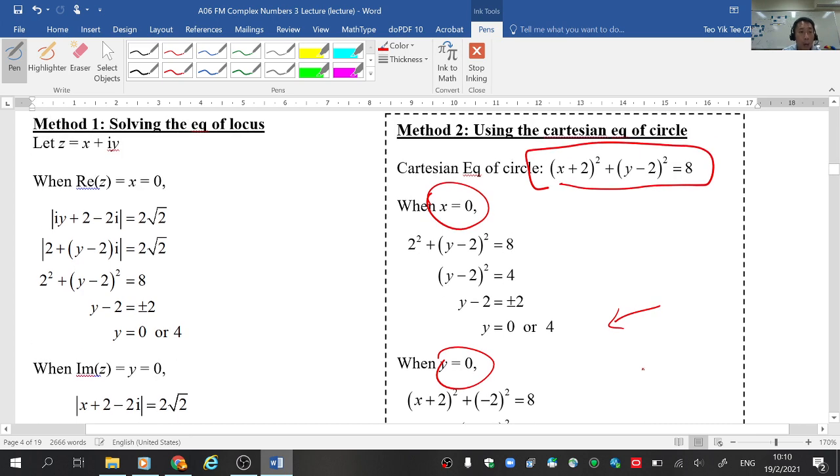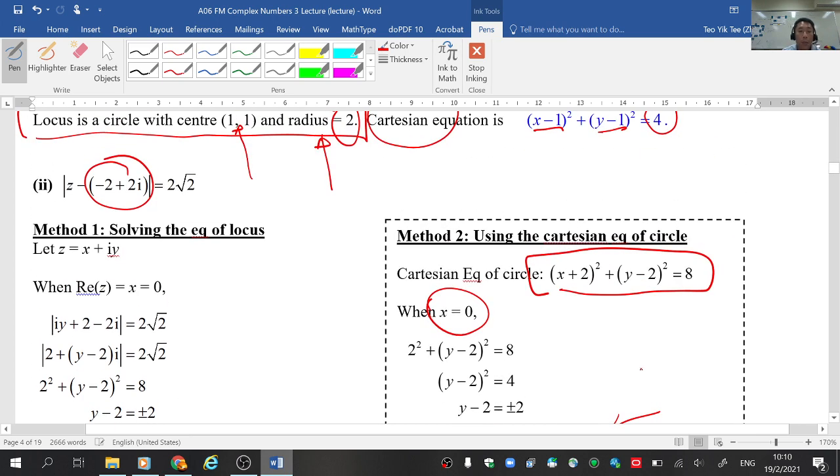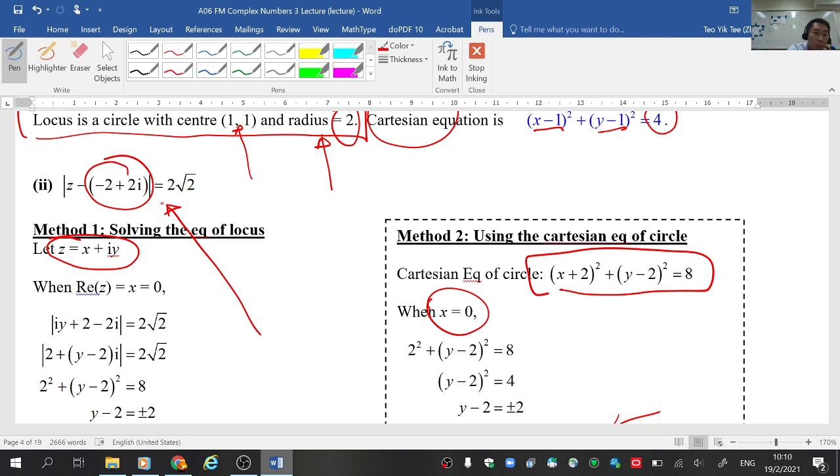Alternatively, I can do it in complex number mode. So what to do is I activate this methodology. I'm going to let z equal x plus iy. So when you substitute x plus iy into this equation, while I'm trying to solve for the y-intercept, x must be 0. So instead of substituting x plus iy, I'm substituting 0 plus iy into this equation.